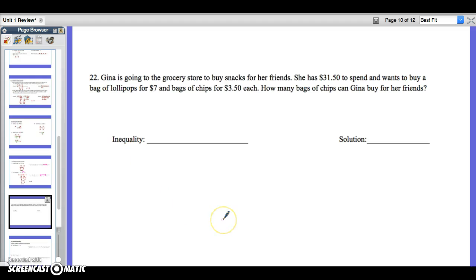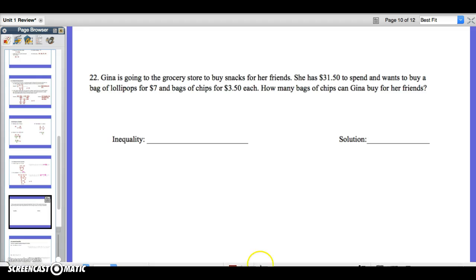All right, so we have a situation here where we need to write the inequality and then to say what the solution is. So Gina is going to the grocery store to buy snacks for her friends. She has $31.50 to spend and wants to buy a bag of lollipops for $7 and bags of chips for $3.50 each. How many bags of chips can Gina buy for her friends?